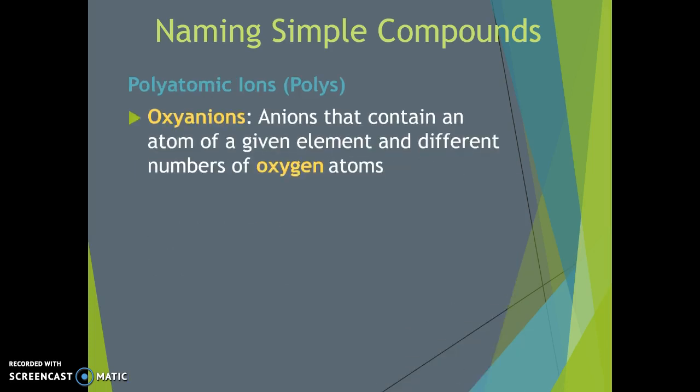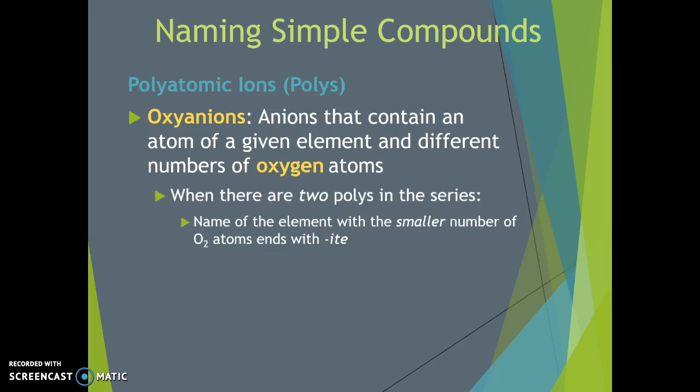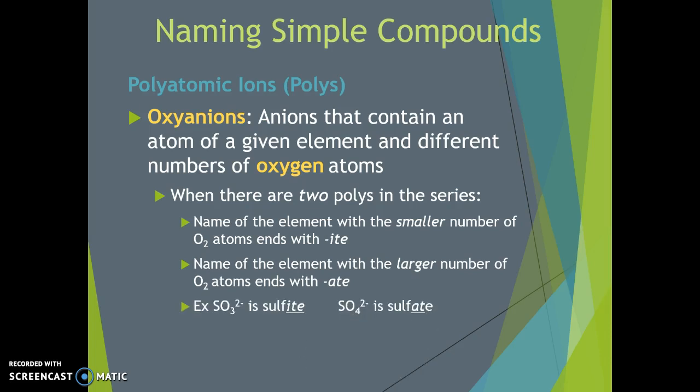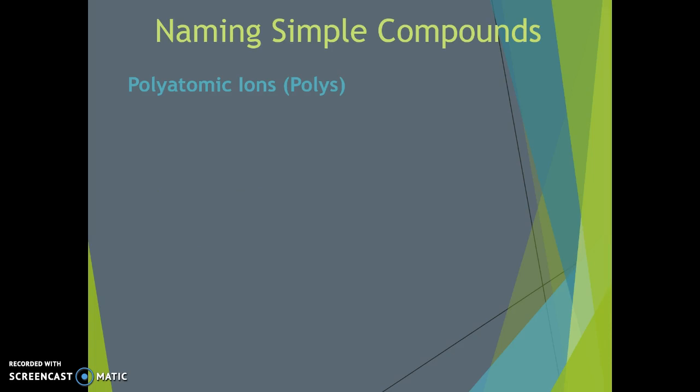I will point out that within the polys there are oxyanions that contain a certain element and then a different number of oxygen atoms. And there's a couple of tricks as far as naming these polys. When there are 2 polys in the series, the poly with the smaller number of oxygen atoms is going to end in "ite," and the poly with the larger number of oxygen atoms ends with "ate." So for example, SO3, which has fewer oxygens, is called sulfite. SO4, which has greater number of oxygens, is called sulfate.